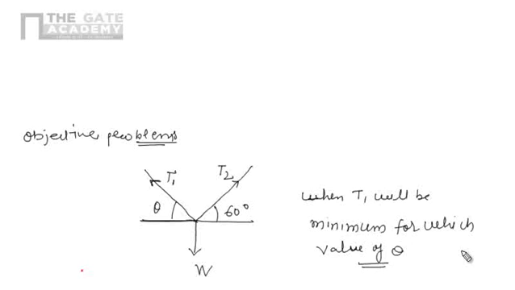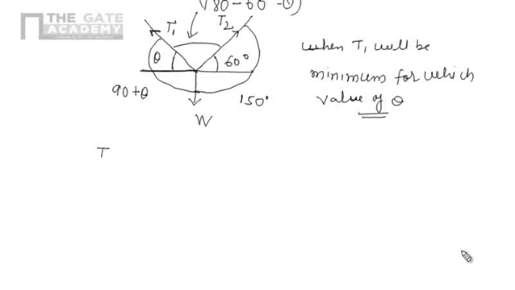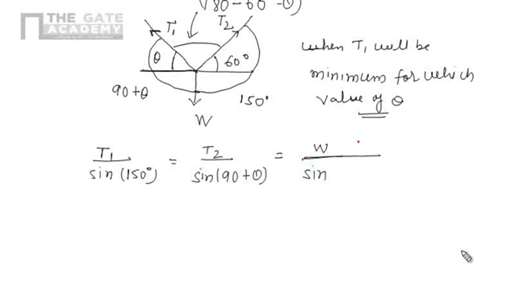So now we can apply Lami's theorem for this case. This angle is 90 plus theta. This angle is 150 degree, and this angle is nothing but 180 minus 60 minus theta. So by applying Lami's theorem, T1 by sine 150 degree equals T2 by sine (90 plus theta), equals W by sine (180 minus 60 minus theta).